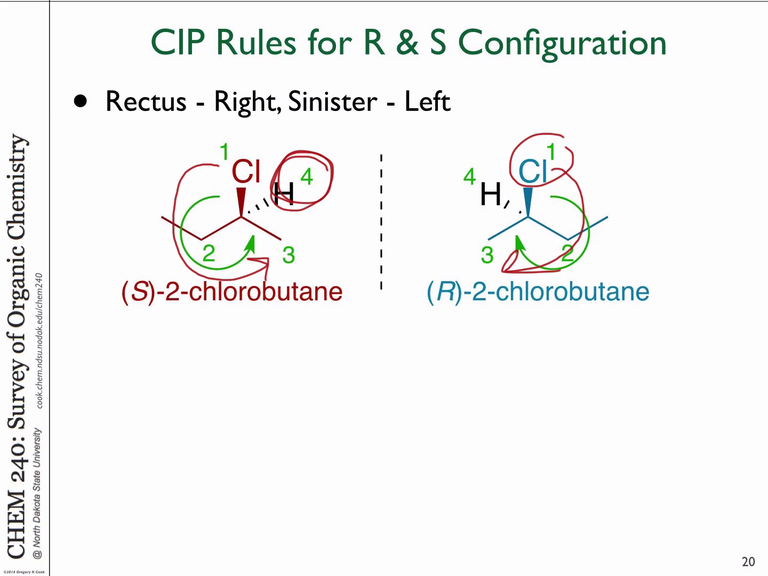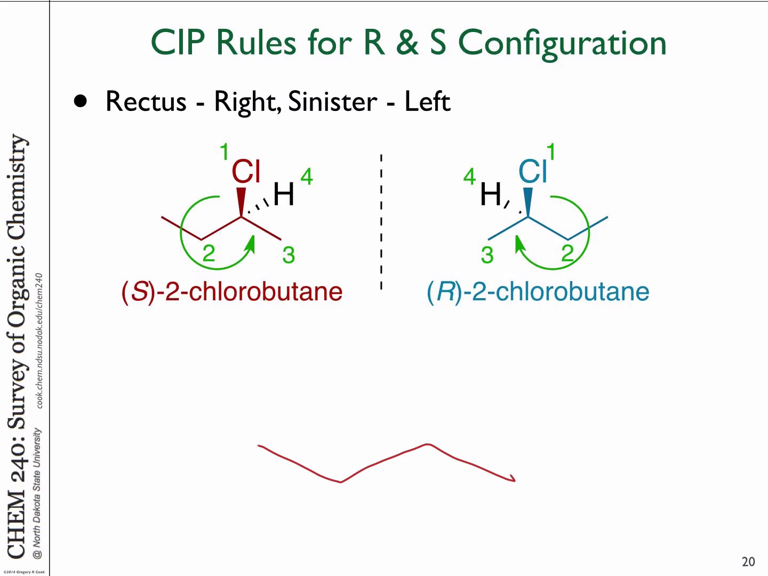Okay, what if I drew it like this? Let me undo that. If I drew it like that, we have priority 1, 2, 3. Which direction is it going? Is that R or S?